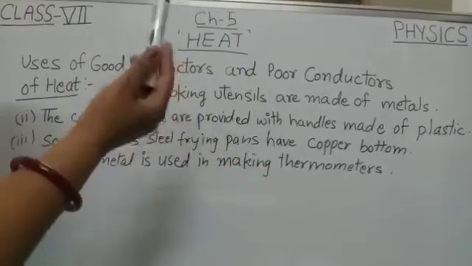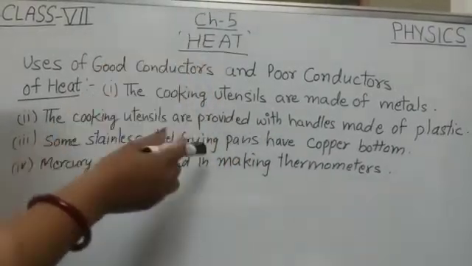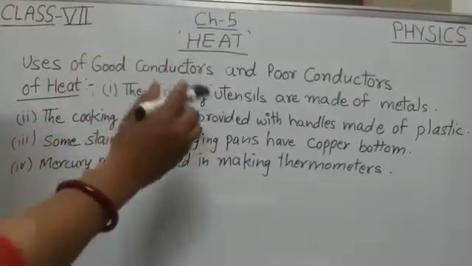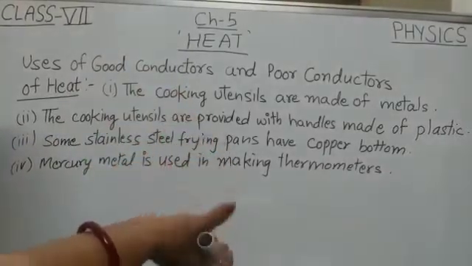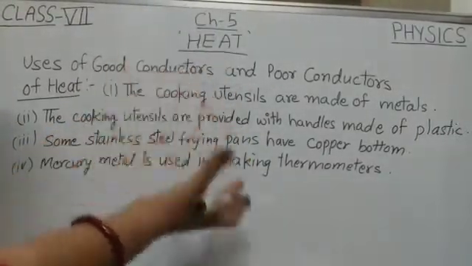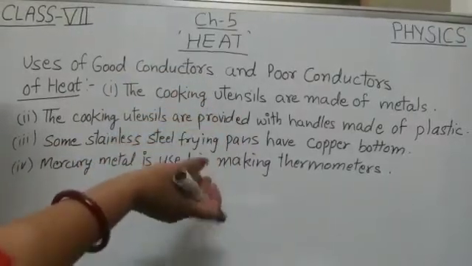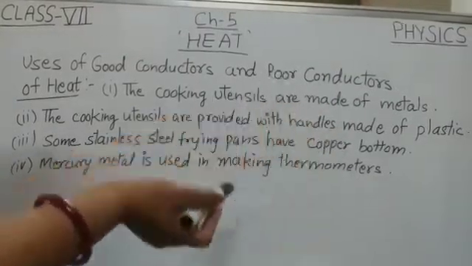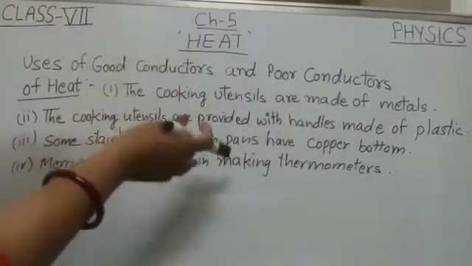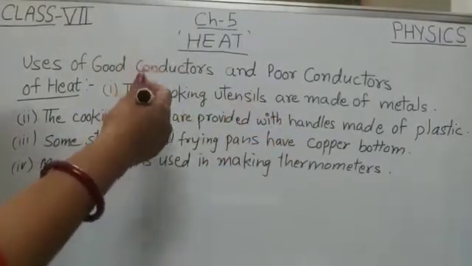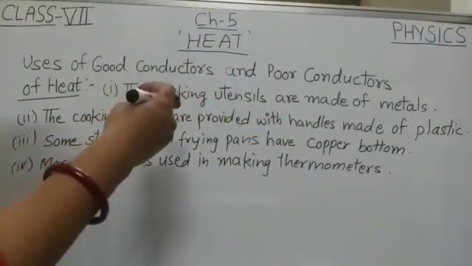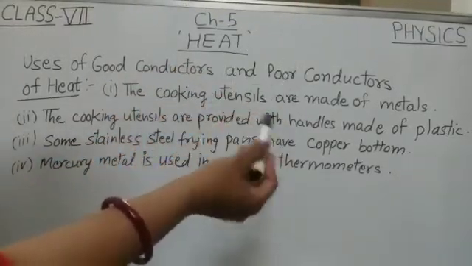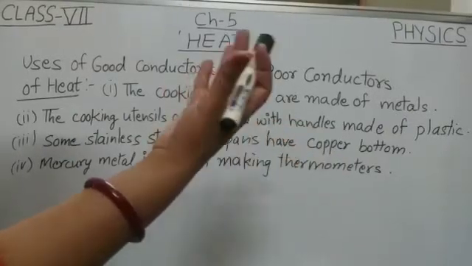You know, this is because metals or metal alloys are good conductors of heat, which transfer the heat from the gas stove quickly to the food placed inside the utensil through their bottom. So the cooking utensils are made of metals. Children, these are the important uses of good conductors, and these can come in the give the reason type questions, like why the cooking utensils are made of metals. This type of questions can come.